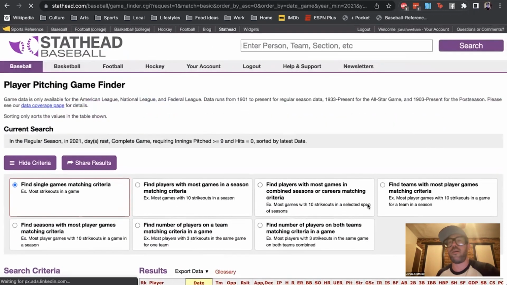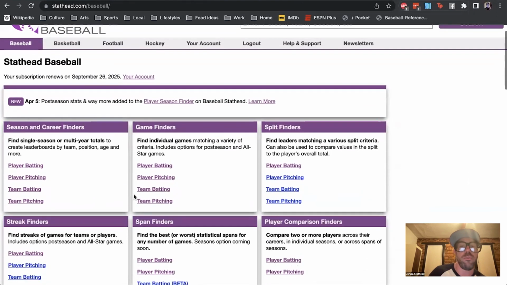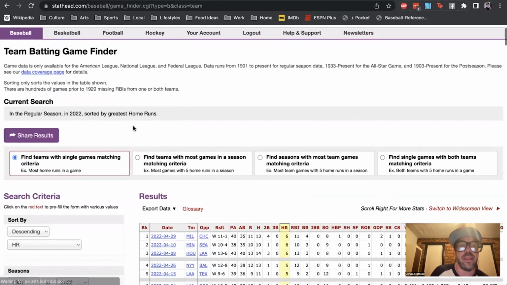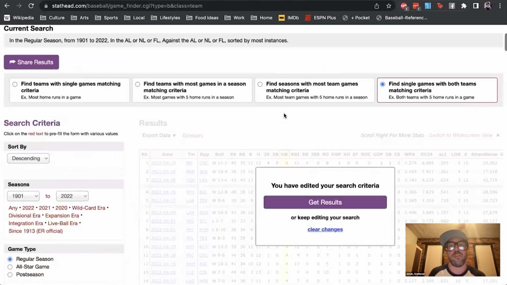And then someone wanted to know how you could get combined team stats, and you can do that in the team game finder. So, what was the question? It was John's question. Can you find combined totals for both teams in the game? And one of his examples was most combined homers. So what I'm going to do is go to team batting. And then I'm going to go over here to find single game with both teams matching criteria.